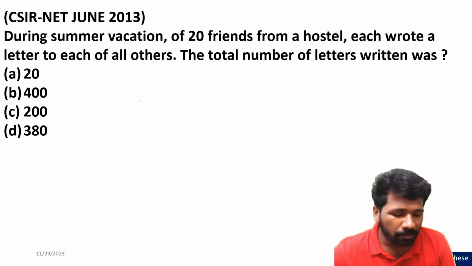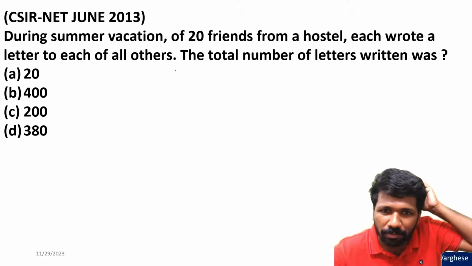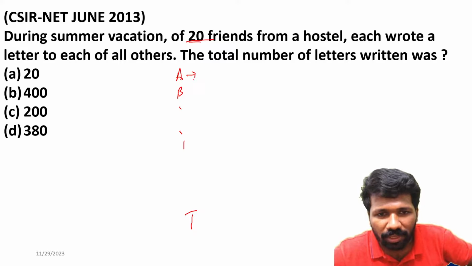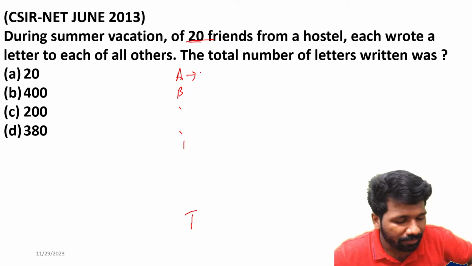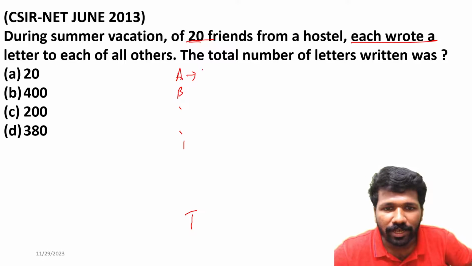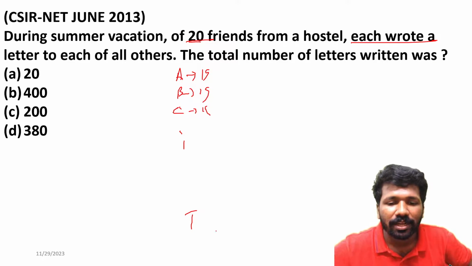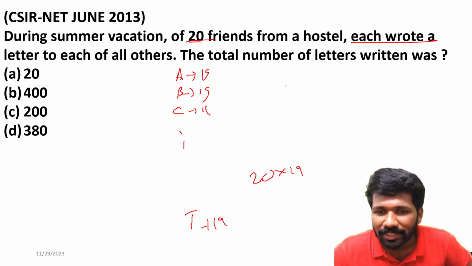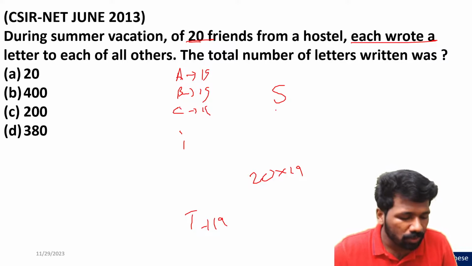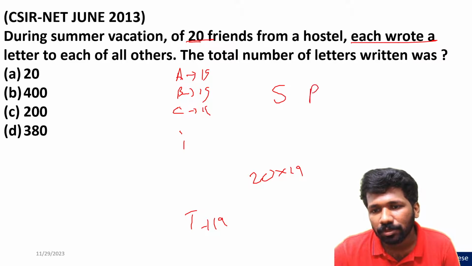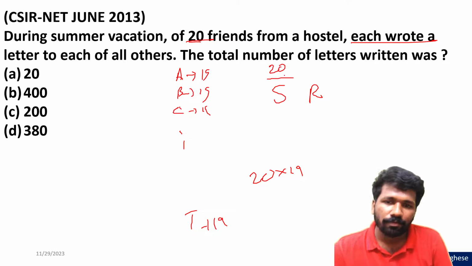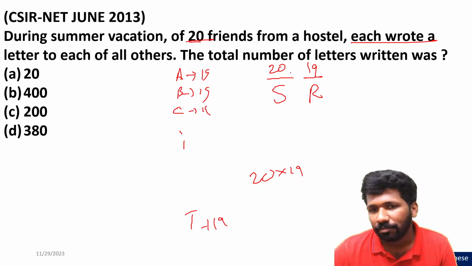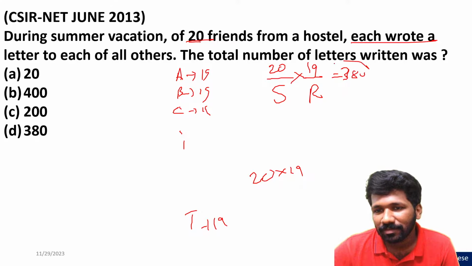So here also it is permutation, but you don't have to use the permutation formula. 20 friends are there, A, B, C, D up to T. How many letters will A write? To all others they will write. So 19 letters, B 19 letters, C 19 letters up to T 19 letters. So 20 people, 19 letters each. So 20 into 19. Or we can say the sender, the person who sends the letter, and the person who receives the letter. So 20 possibilities for the sender. The receiver can be only 19 because the sender cannot be the receiver also. So 20 into 19, 380.